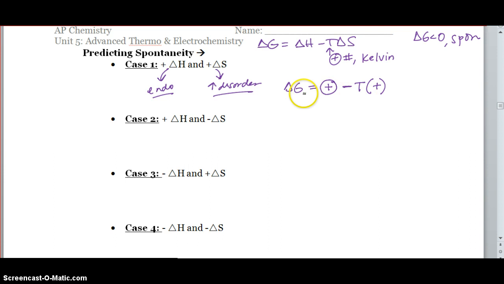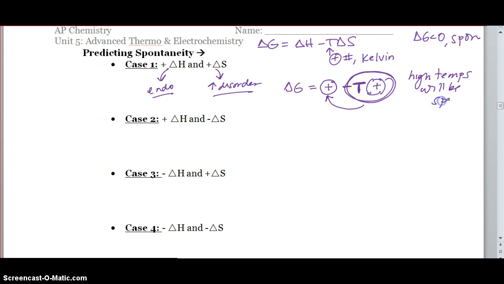Because what will happen if we want it to be spontaneous? We're going to subtract off this term. So once this term overcomes this term, then we can get a negative number. So will that tend to happen at high temperatures or low temperatures? Well, if we want this term to overtake, and this is just a positive number, this has to be positive, then we want high temps to be spontaneous.